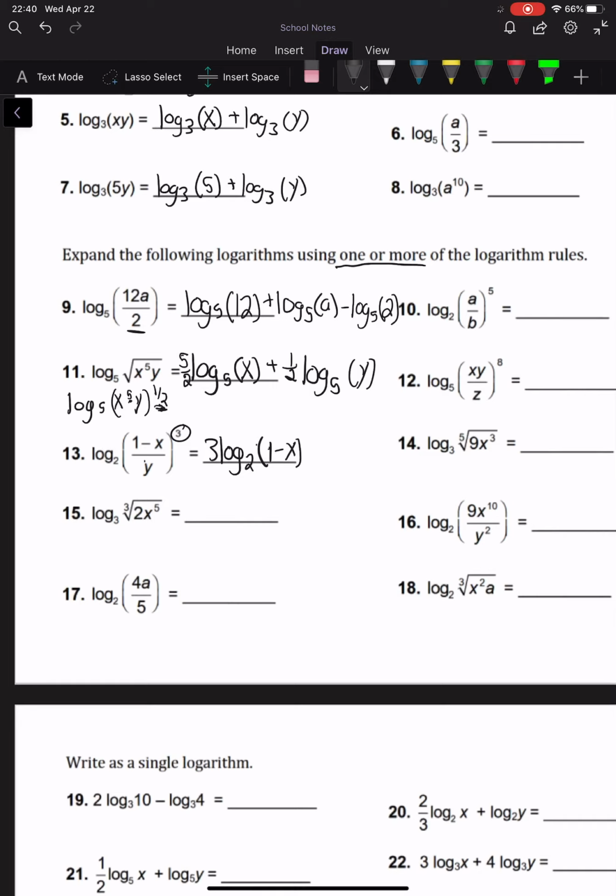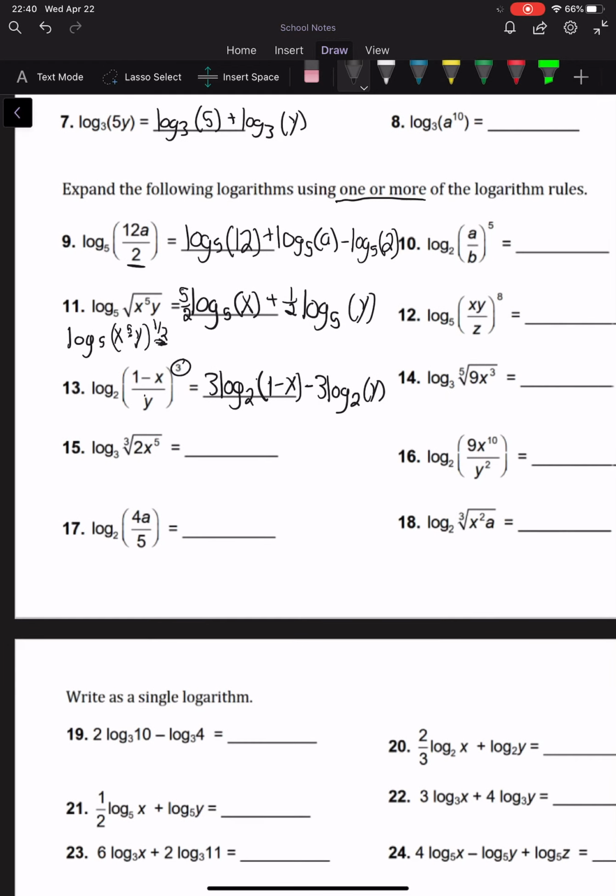So here's where the quotient rule is going to come into place, and still the exponent rule because the y is also still being raised to the 3rd power. So we're going to subtract 3 log base 2 of y.